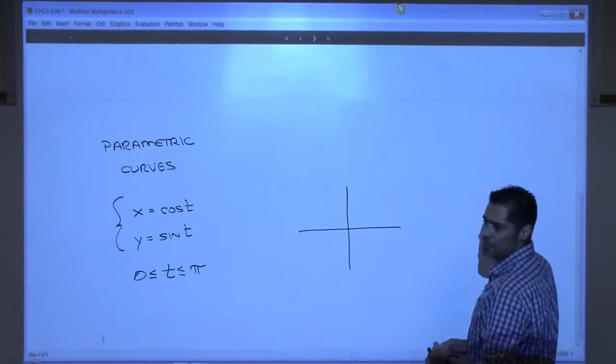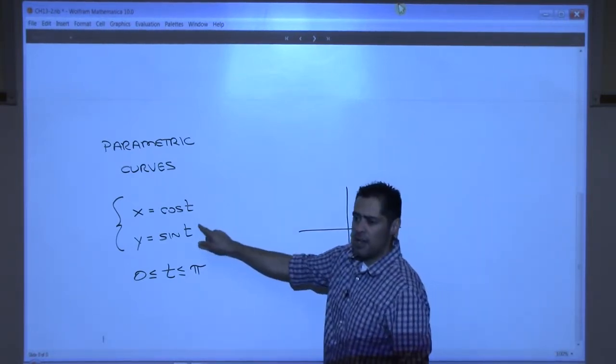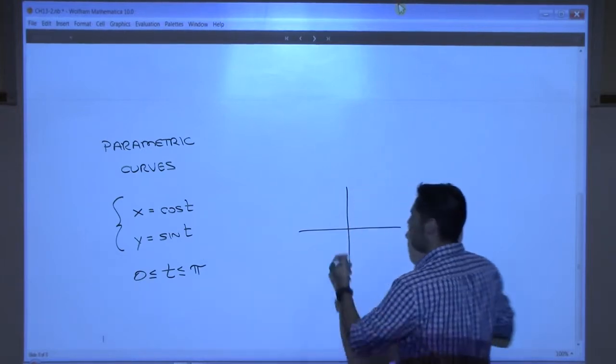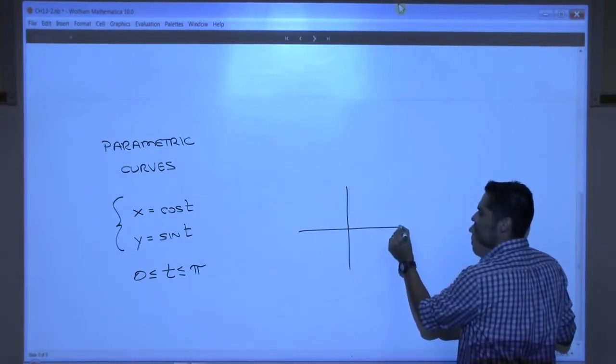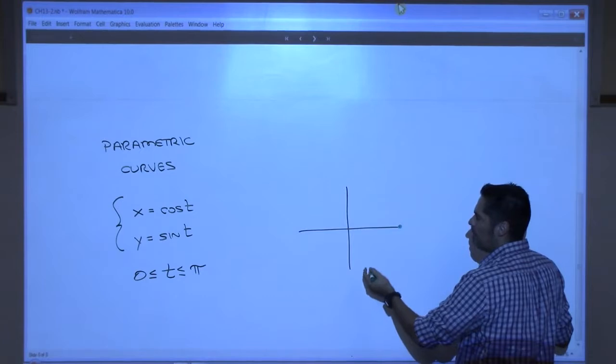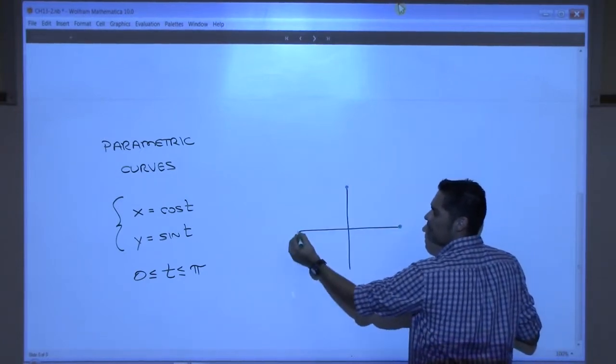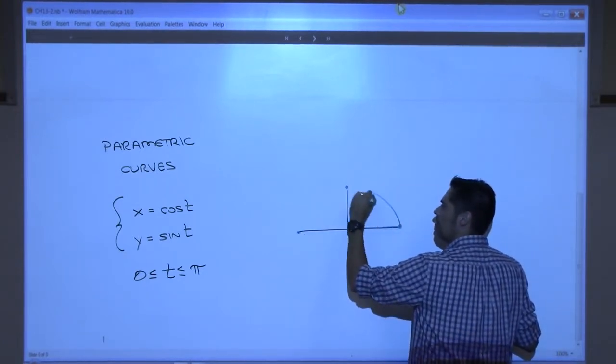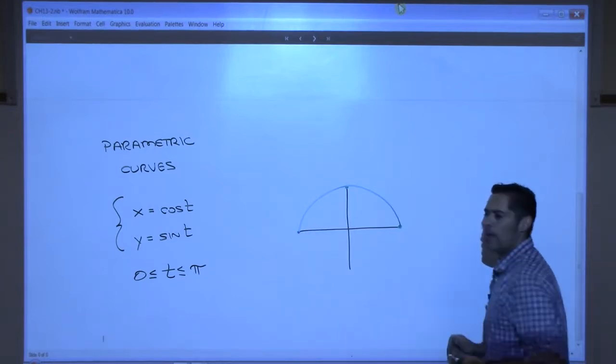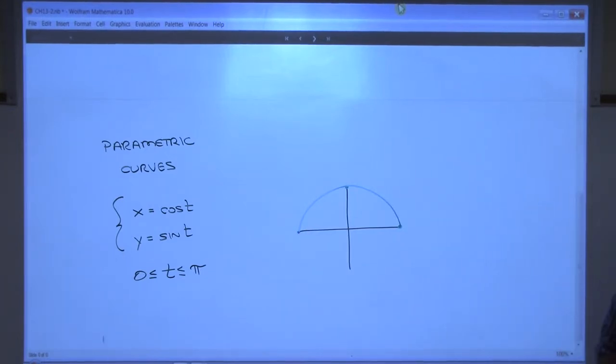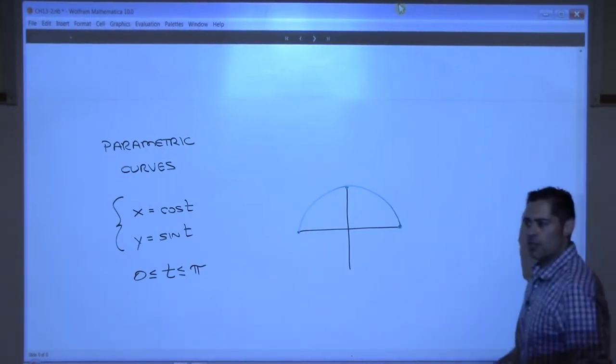If I plug in t as 0, cosine of 0 is 1, sine of 0 is 0. So I would be at (1, 0). And then if I plug in, let's say, pi over 2, I'll be up here. If I plug in pi, I'll be over here. And all the values of t between 0 and pi, you draw the upper half of the circle. That is an example of a parametric equation.